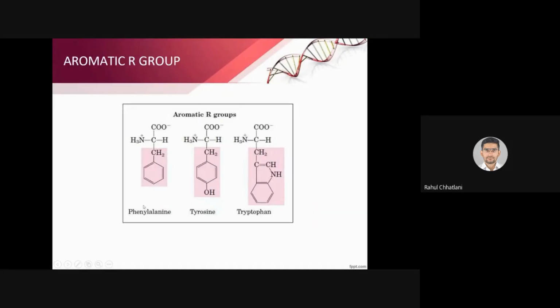Second, aromatic: phenylalanine, tyrosine and tryptophan. They are aromatic. Why? Not because of smell, but because of the presence of a benzene ring. You might remember the benzene ring that you studied in chemistry in your 11th and 12th. So the presence of such a ring is termed an aromatic R group. Phenylalanine, tyrosine, tryptophan are examples of aromatic R groups.